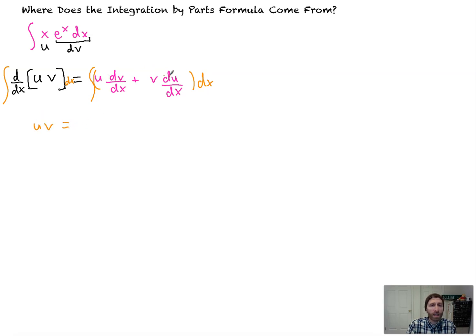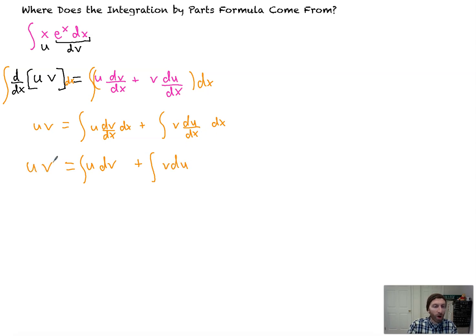Now, when you take the integral of this with respect to x, you're going to get the integral of u dv dx plus the integral of v du dx times dx. Now, the dx's, if you will, cancel, right? So you end up with u dv, that integral, plus the integral again, these guys canceling, v du.